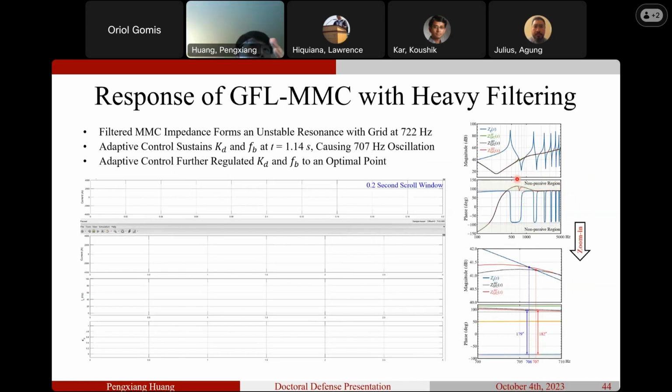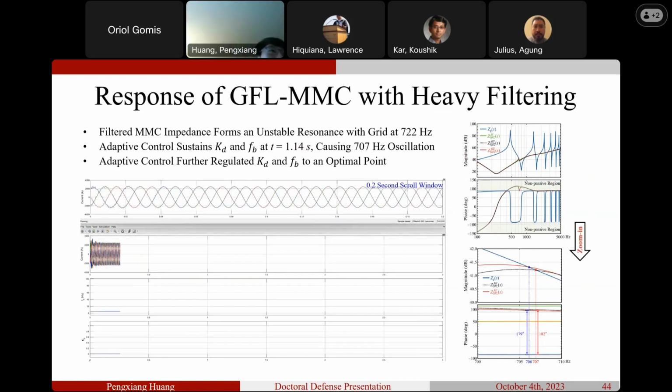But how do you determine the narrowband damping here? You cannot use any of the fixed design methods or give a fixed gain. You have to find the optimal point, which gives you minimum gain and minimum bandwidth. So let's first see how the system automatically works.